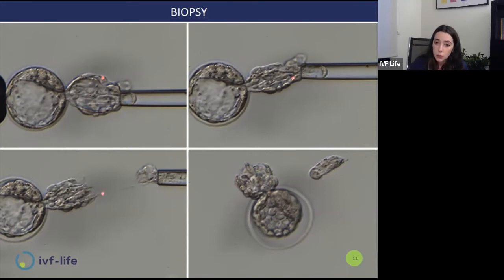Once we finish with the biopsy, we will cryopreserve the embryo until we have the report from the genetic lab, which in our case usually takes between 10 and 20 days. Then with this information, we can plan next steps for either the following embryo transfer or to perform a different cycle. We will wait until we get the results.